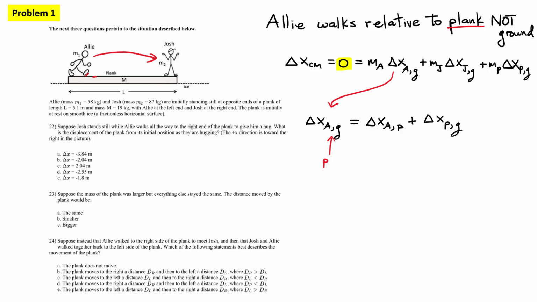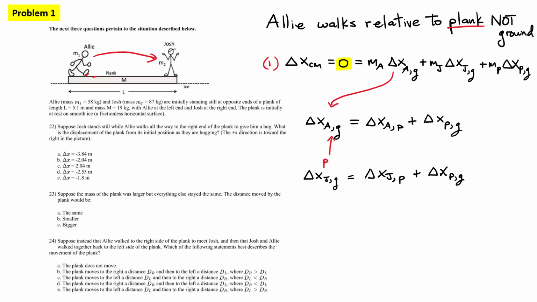So you're going to substitute this displacement of Ali relative to the ground by these two over here in my first equation up here. Let's maybe label this equation here equation 1. Now the other thing I'm going to want to do is do a similar exchange for the displacement of Josh relative to the ground. So Josh relative to the ground, I'm going to write it as the displacement of Josh relative to the plank plus the displacement of the plank relative to the ground.